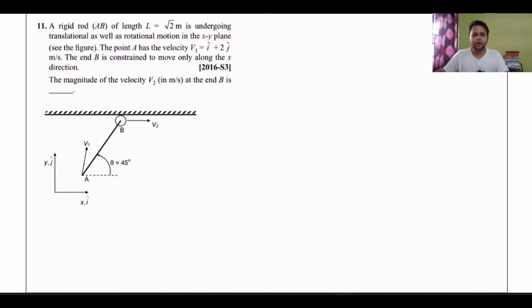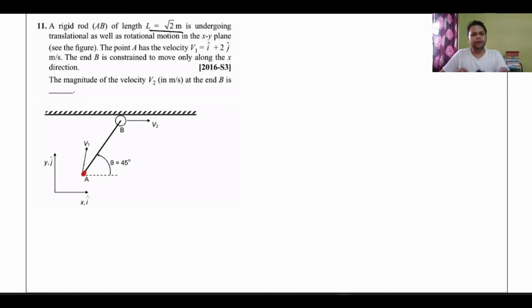A rigid rod AB of length L equal to 2 meter is undergoing a translation as well as rotation motion, in the XY plane. So this is a 2D motion as shown in the figure. The point A has a velocity of i cap plus 2j cap.